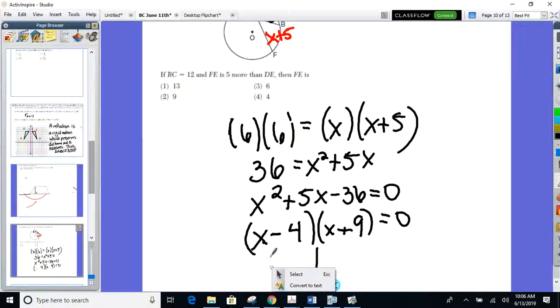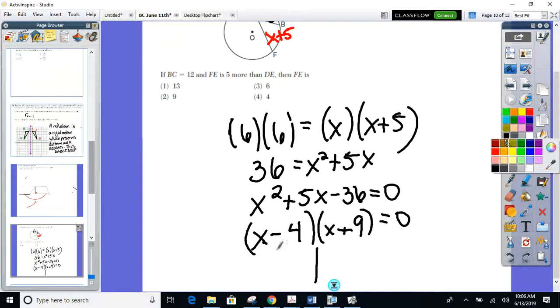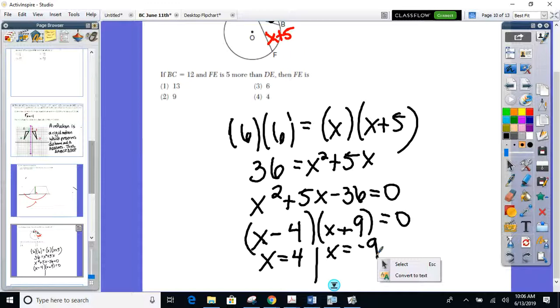X equals 4. And x equals negative 9. Let me finish this problem, please. Anybody want to tell me something what's wrong? No negative side lengths, or no negative segment lengths. All right, but the answer is not 4. That's the problem with this one.